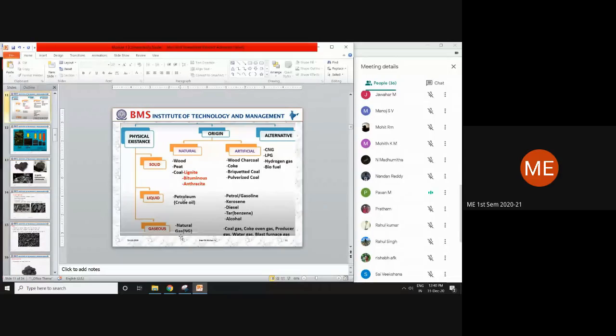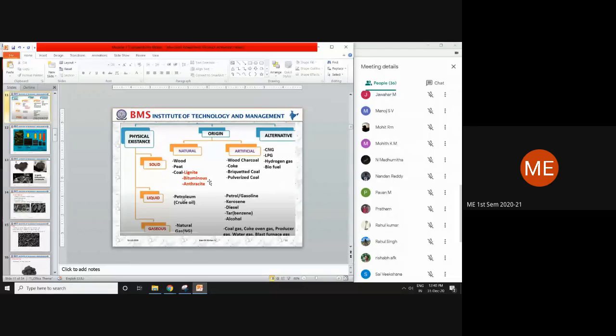No, sir. Okay. Alternatives for these sources are CNG, LPG, hydrogen gas, and biofuels. These are the alternative sources for these natural resources or natural fuels.